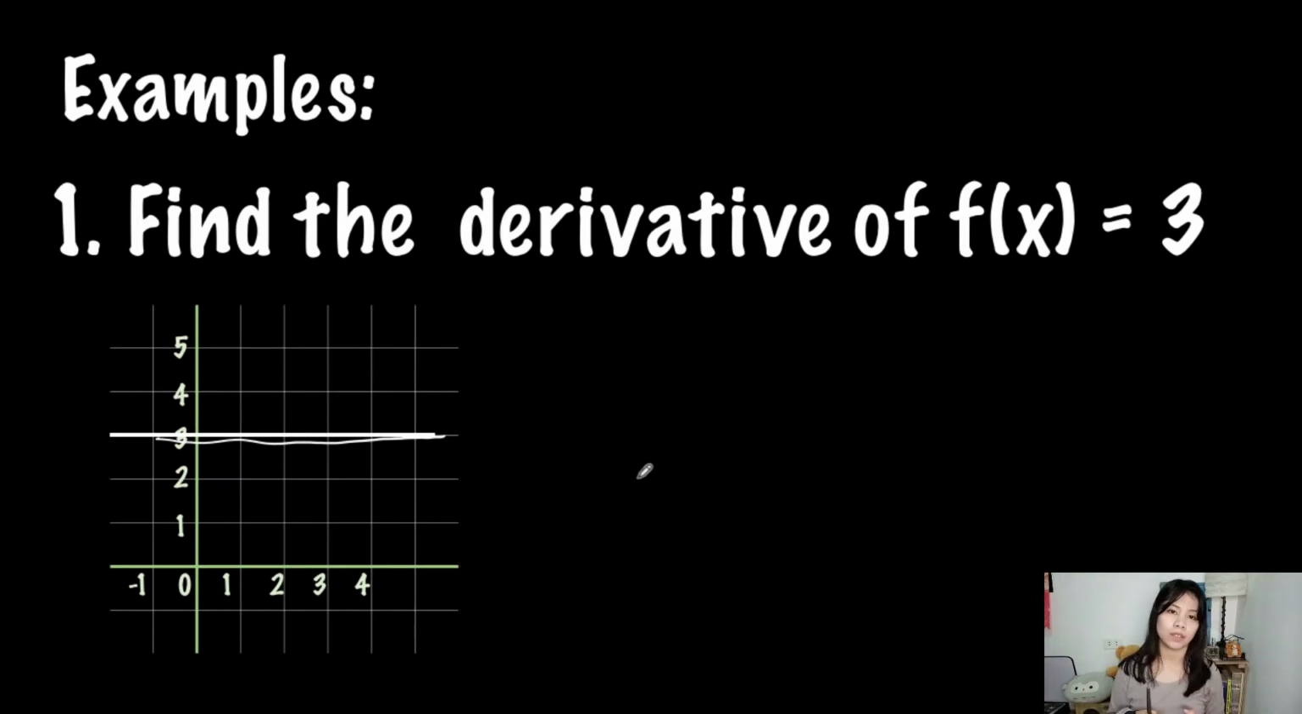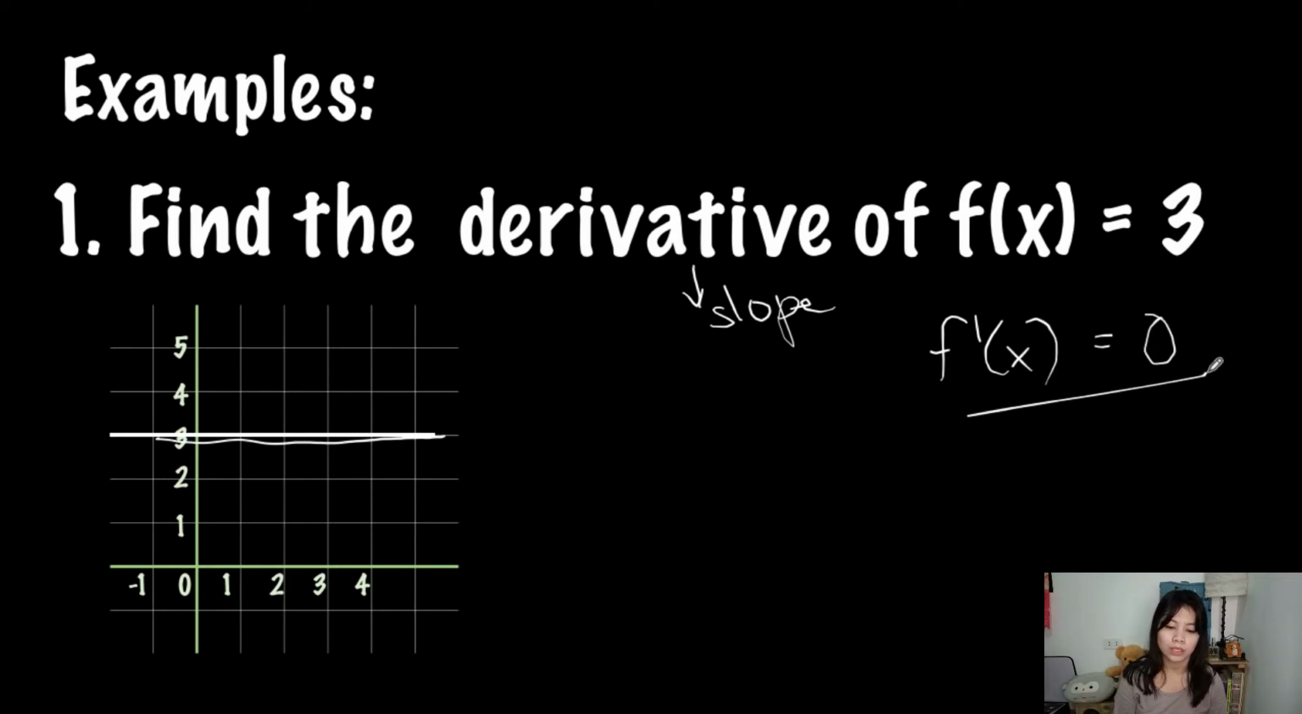Tandaan nyo, ang derivative ay about sa slope. Sa mga naka-incline, slope ng curve. Pero ito, wala siyang slope, kasi straight lang siya. So, mapapansin natin, in analyzation, 0 to. Tama? So, f prime x or the derivative of f of x is equal to 3 is equal to 0.